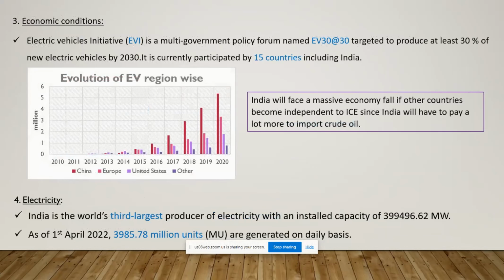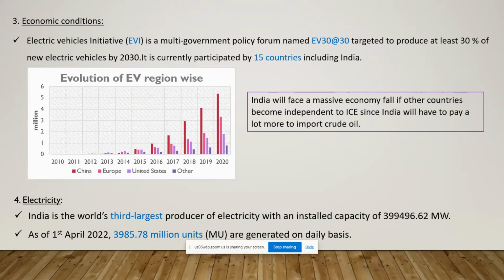And the economic conditions: if you can see, all over the world they are going towards electric vehicles, and if all the world starts producing electric vehicles and India is left behind, the countries which produce crude oil will double the price to sell to India. So that is one of the reasons India cannot fully depend on petrol and diesel for fuel, because if other countries switch to electric vehicles and India is left behind, the exporting countries will charge India even more for their crude oil.